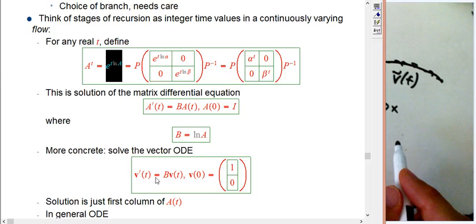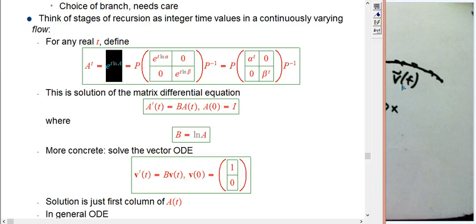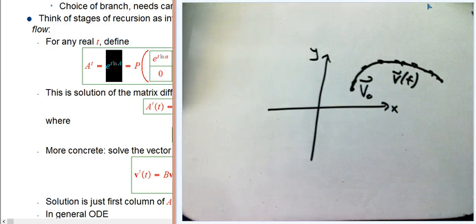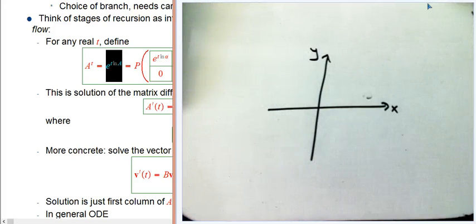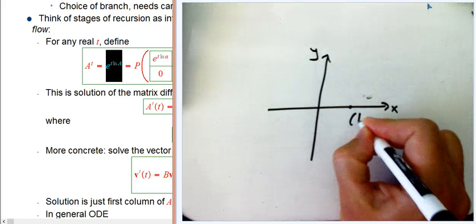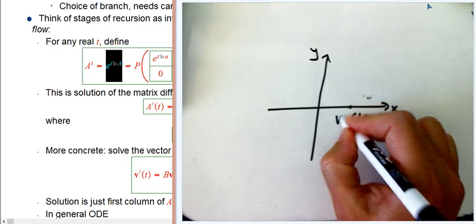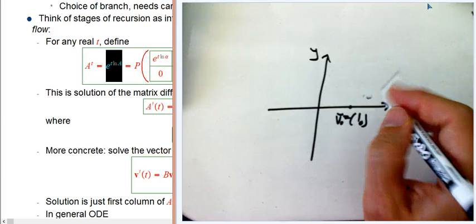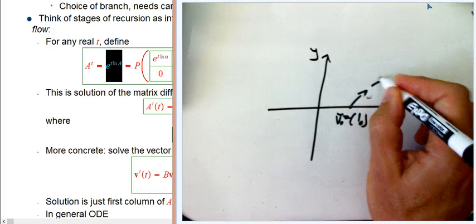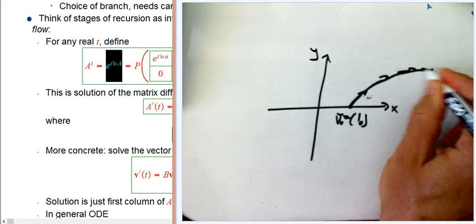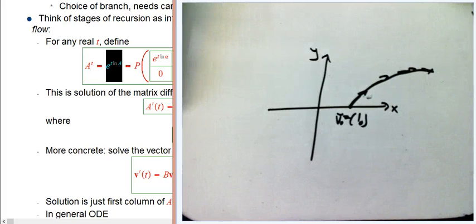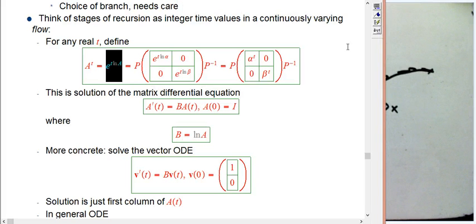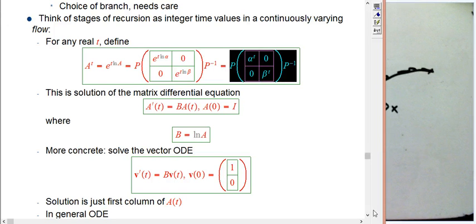So the simplest case is, let's say you start out at 1, 0. That's my v naught. Then it's going to go off in some direction. And that's just given by the first column of this matrix. It's just going to be the first column of A of t. So you take this guy and you just say what the first column is.